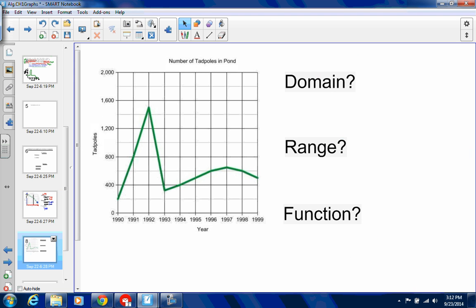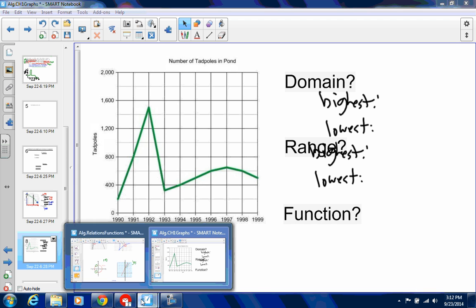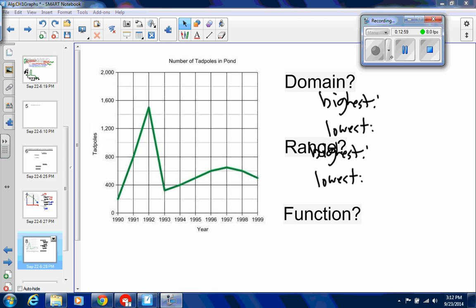All right. So what I'm going to do here is figure out the highest and lowest of both the domain and the range. This situation looks like the number of tadpoles in a pond, which is kind of interesting if you think about it. For some reason, this is having issues, and I lost the mouse. So, back to business here.